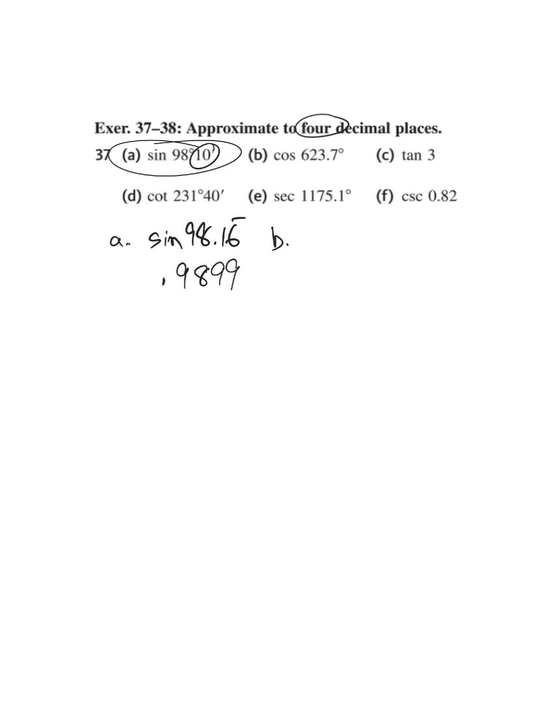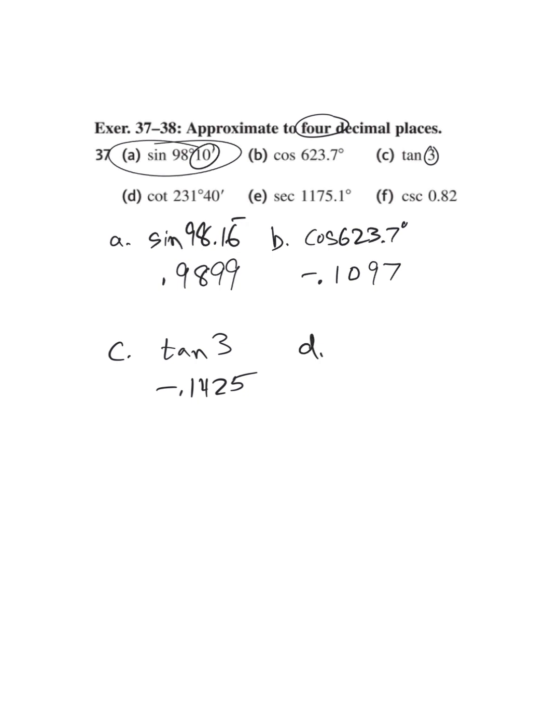Okay, so let's do the next one. B is cosine of 623.7. Oh, it's already in decimal form. So just take the cosine of that, and that gives you negative 0.1097. Okay, and C is the tangent of 3. That's in radians. So if we put it in radian mode and just do the tangent of 3, in radian mode we get negative 0.1425.